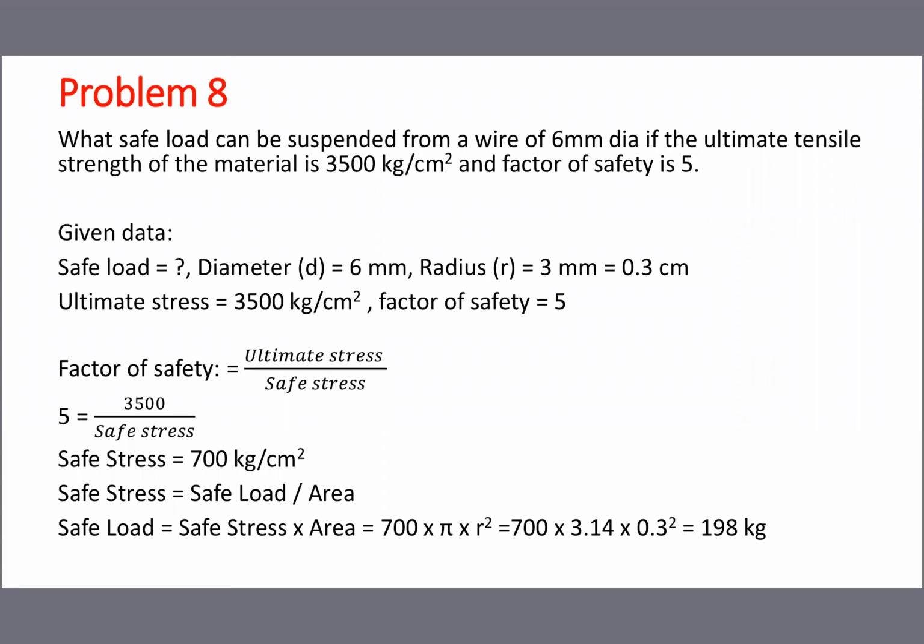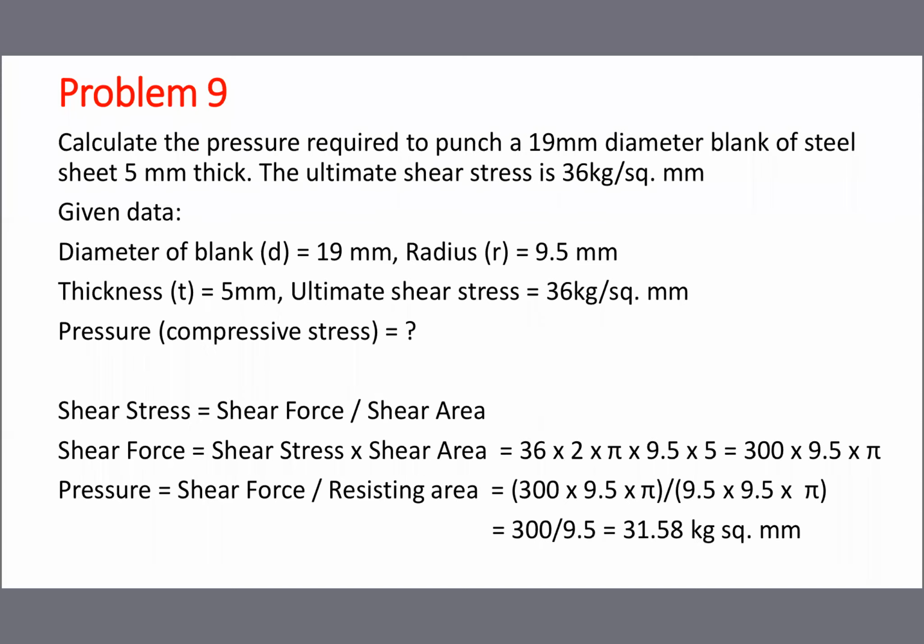You must substitute very carefully, in terms of centimeter, because the data 3500 is given in terms of kg per centimeter square. So units are very, very important. Finally you get the safe load as 198 kg. The factor of safety formula also: ultimate stress, safe stress, factor of safety, all the data, and one problem is solved. Then go to problem number 9.